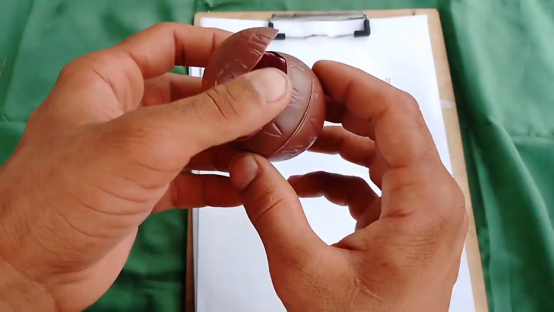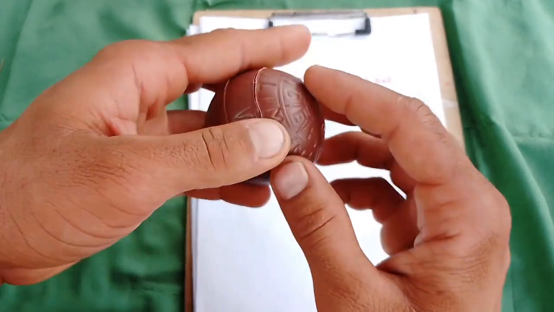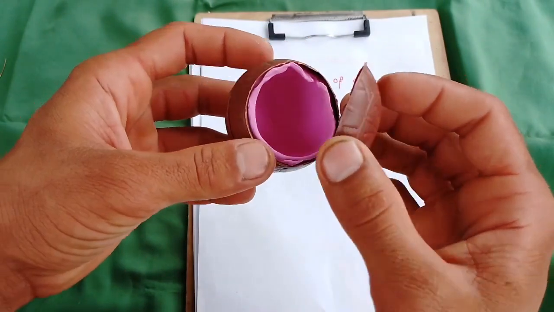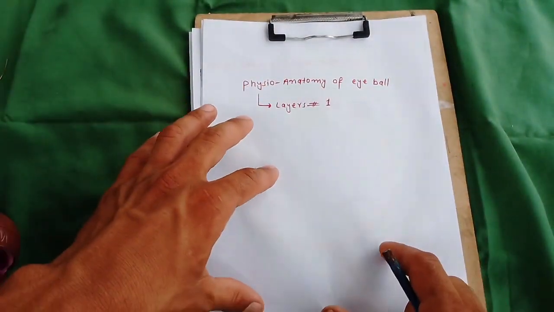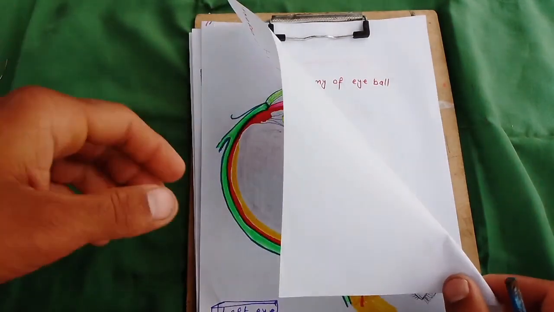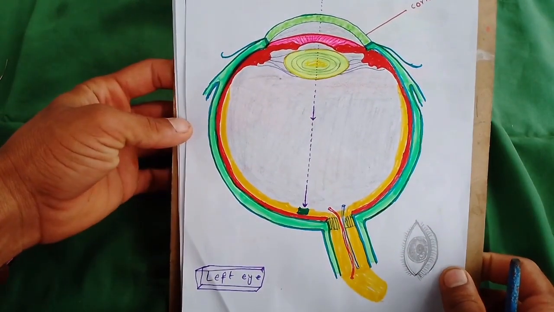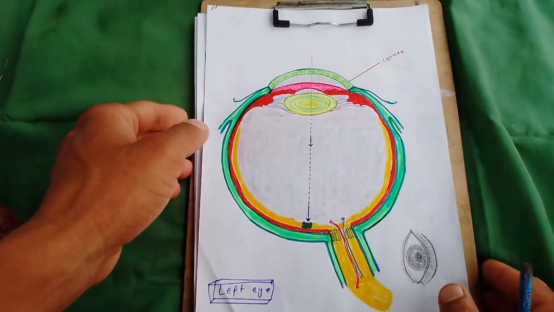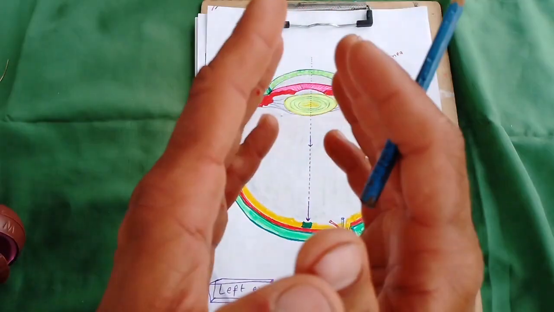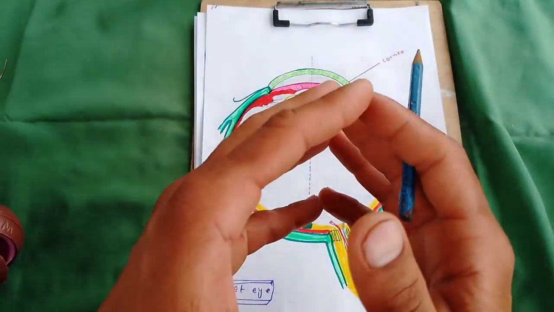Okay. So this is the model structure of the eyeball. This is not actually the eyeball, but this is the ball. I have cut this. The eyeball consists of three layers: outer layer, middle layer, and inner layer. This is the structure of the eyeball, the cut section. What is the outer layer? The outer layer is the tough, hard, protective layer which covers the eyeball. It protects the eye.